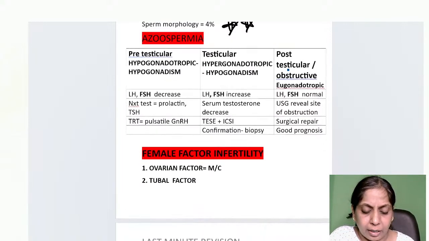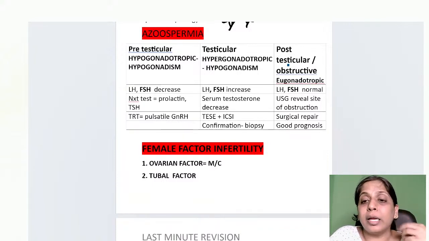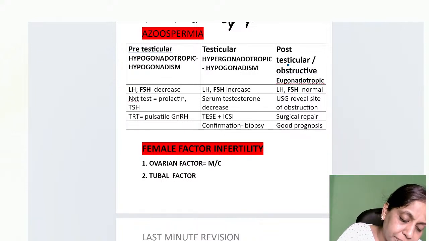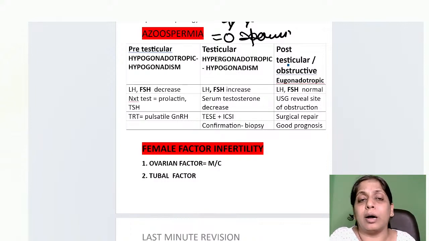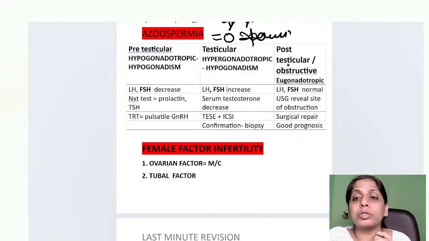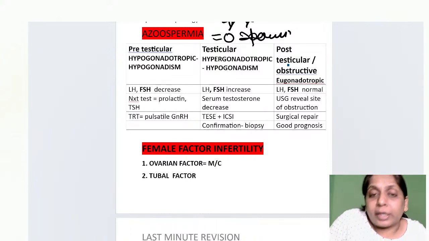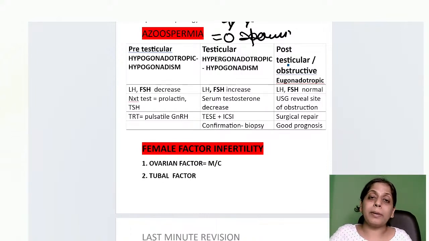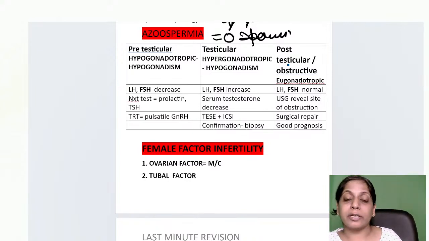Now, if azoospermia is occurring, that is, if the report is saying azoospermia, zero sperm on the report of semen analysis. The causes can be pretesticular, that is hypothalamus and pituitary not working, or testicular, that is the testes not working, or post testicular, that is obstructive azoospermia. The sperms are being produced, but they are not coming out, right?